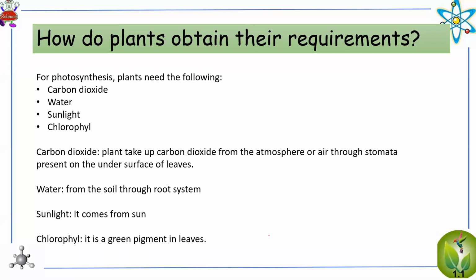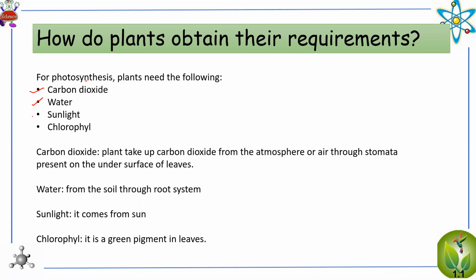So how do plants obtain their requirements for photosynthesis? Plants need the following items. First of all, carbon dioxide. We know these four things are required by plants for photosynthesis. The plant takes in carbon dioxide and water by itself, and the lack of these two affects photosynthesis. If there is a lack of carbon dioxide and water, the plant faces difficulty preparing food.